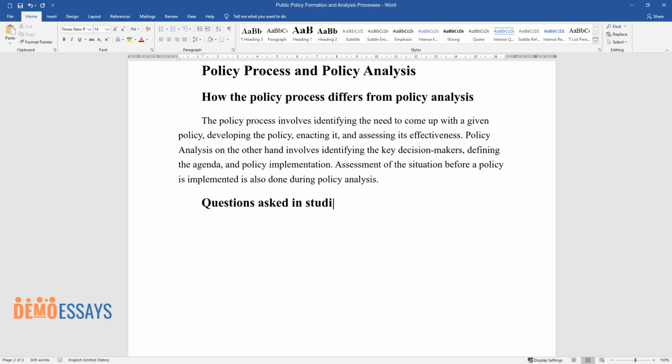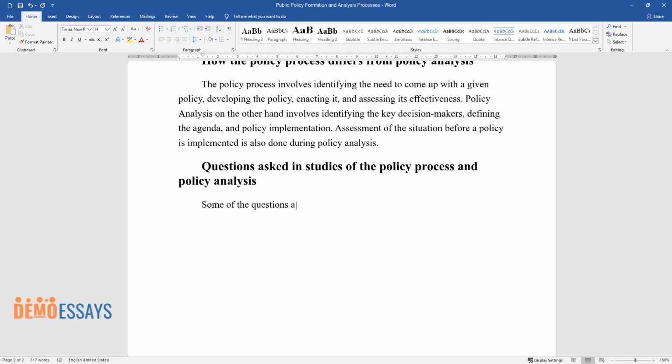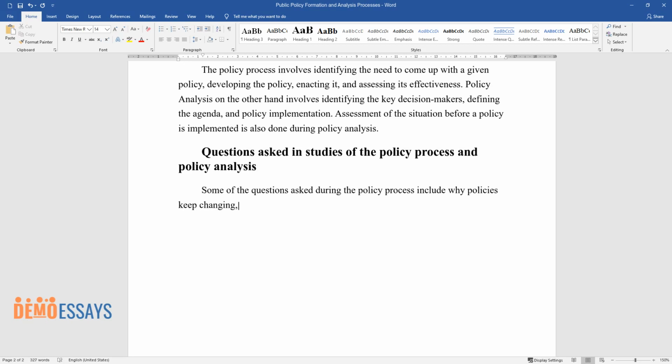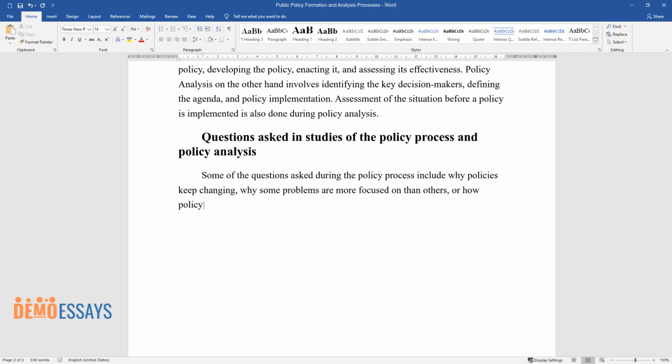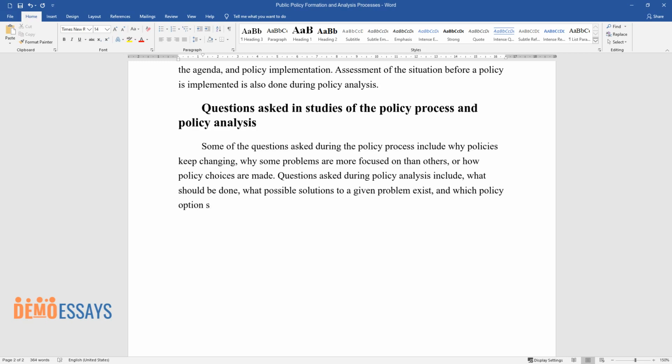Questions asked in studies of the policy process and policy analysis. Some of the questions asked during the policy process include why policies keep changing, why some problems are more focused on than others, or how policy choices are made. Questions asked during policy analysis include, what should be done, what possible solutions to a given problem exist, and which policy option should be chosen.